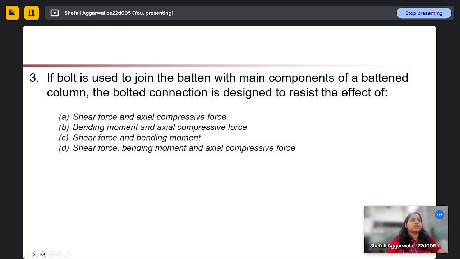So next question is, if bolt is used to join the battens with main components of the batten column, the bolted connection is designed to resist the effect of shear force and axial compressive forces, bending moment and axial compressive forces, shear force and bending moment, shear force, bending moment, and axial compressive forces. So from the design, you might remember when we were designing for bolt, what check we were applying. We are designing it for shear force and bending moment.